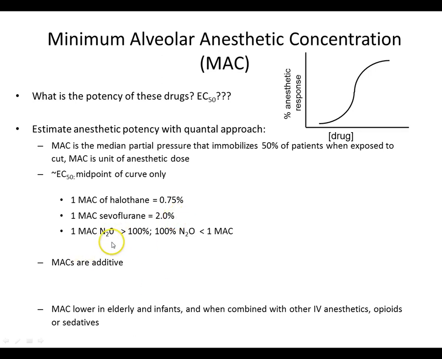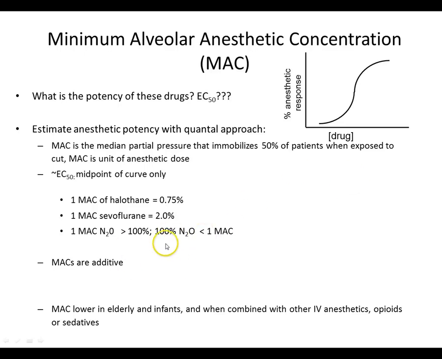So now let's look at what happens with nitrous oxide. The MAC of nitrous oxide is reported as greater than 100%. So what does that mean? That means that it would require more than 100% pure nitrous oxide for 50% of the patients given that concentration to not respond. So another way of looking at it is if you give 100 patients 100% nitrous oxide and give them a surgical stimulation, more than 50% of them will still respond.